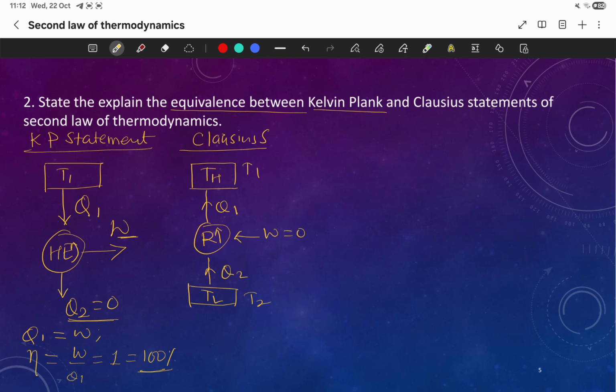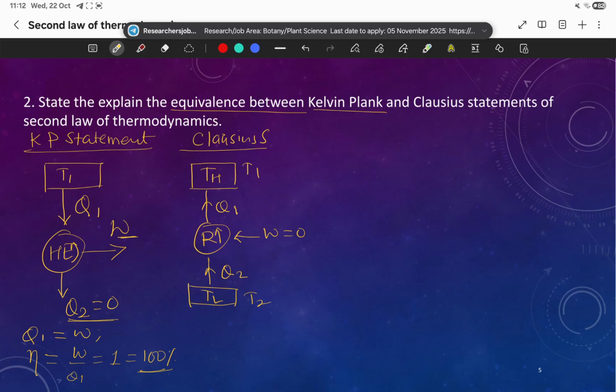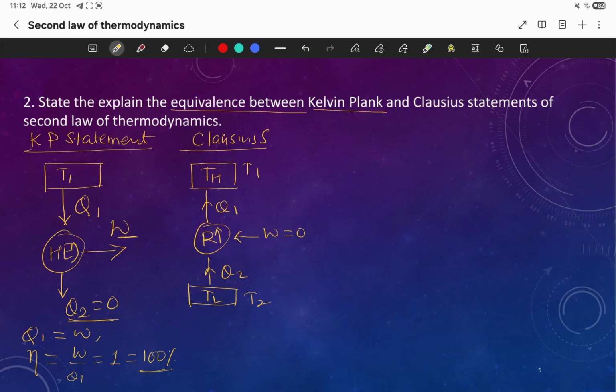So this is the Clausius statement, right? And these devices are impossible to develop. Okay, so another important point is the equivalence of the Kelvin Planck and Clausius statement. Now let's try to understand this.